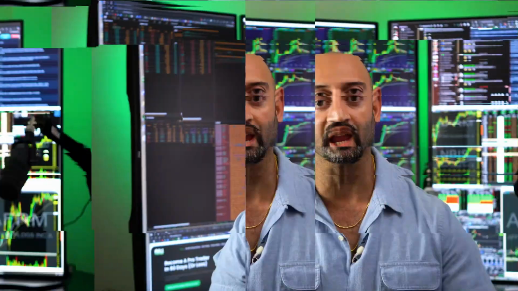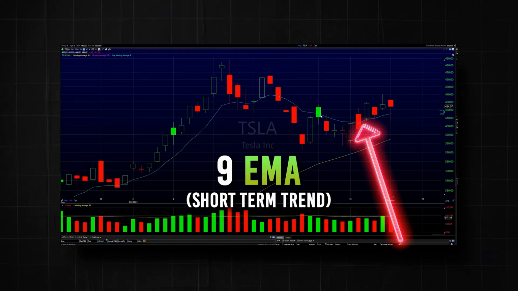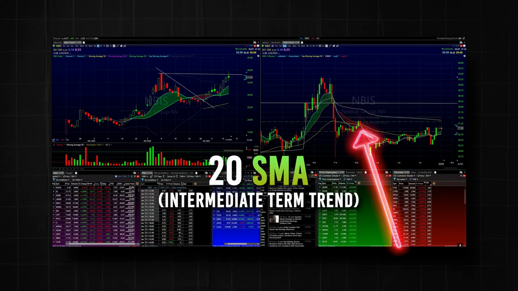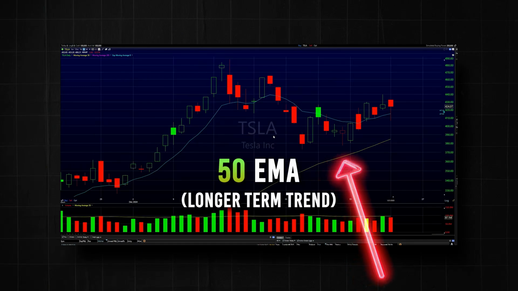When we are looking at a stock on the big picture, so that's your daily chart, there are only a handful of moving averages that I use that I think matter. I use the 9 EMA to signify my short-term trend. I use the 20 SMA for an immediate term look at things. And then I'll use my 50-day moving average to really get a gauge of the longer term trends and where we are in the stock on an overall big picture basis.